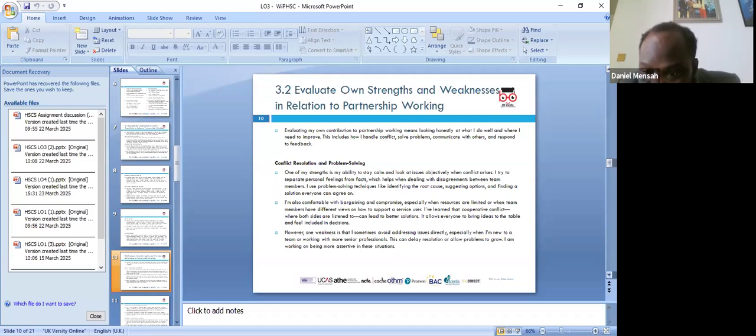I've learned that cooperative conflict, where both sides are listened to, can lead to better solutions. It allows everyone to bring ideas to the table and feel included in decisions. However, one weakness is that I sometimes avoid addressing issues directly, especially when I'm new to a team or working with more senior professionals. This can delay resolution or allow problems to grow. I am working on being more assertive in these situations.